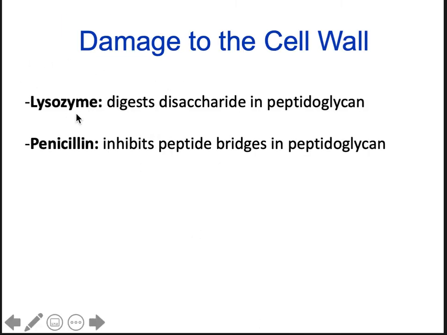Lysozyme is an enzyme we make in our tears and certain other areas of the body, and it's able to digest the disaccharide NAG/NAM and break down the cell wall. This is one of the reasons we don't get eye infections all the time. There's microbes in the air, and our eyeballs are exposed to the air constantly, and our tears are constantly wiping away bacteria and viruses that land on our eyes. And we have the enzyme that helps kill it, along with just the mechanical rinsing away. Okay, and I already told you about penicillin.